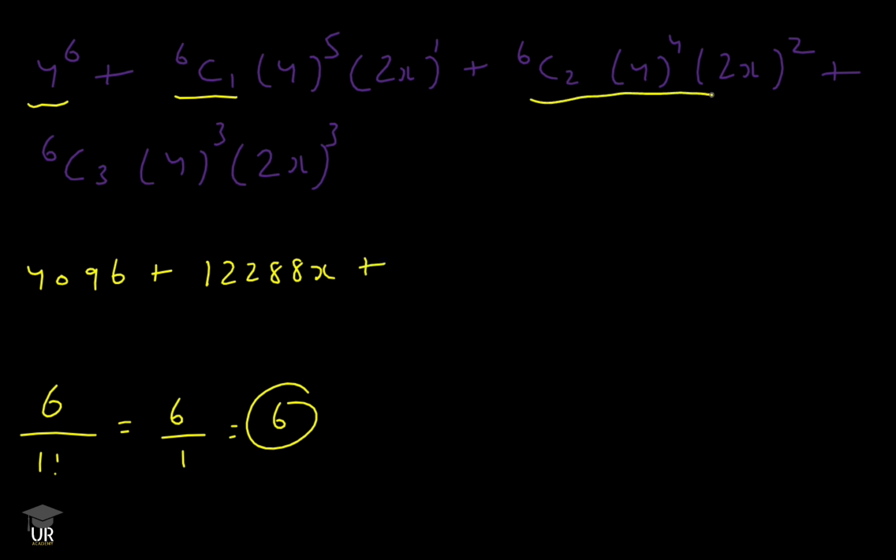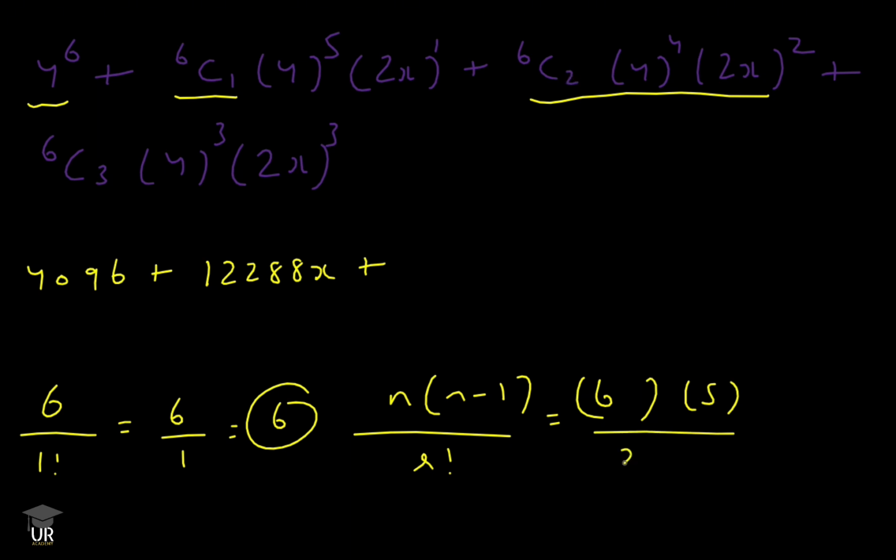Plus, now let's solve this term. For 6C2, we will use this formula: n times n minus 1, divided by r factorial. So the formula is 6 times 5 (6 minus 1 is 5) divided by, the r is 2, so we will have 2 factorial, 2 multiplied by 1. You can clearly check that 2 and 6 will be cancelled out, we will get 3 times 5, and this will become 15. So 6C2 is going to be 15 and now we will multiply these terms. You can just directly input this into the calculator and the answer will be 15360x squared, right?